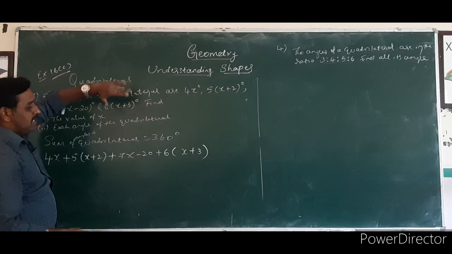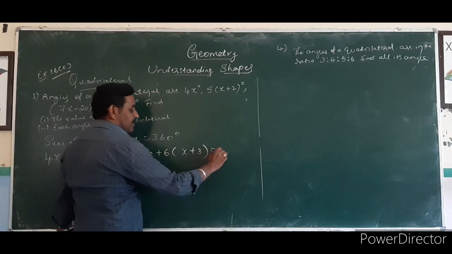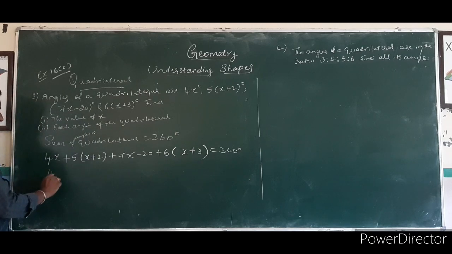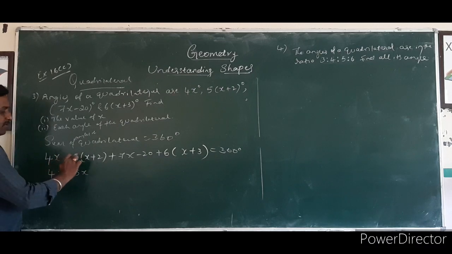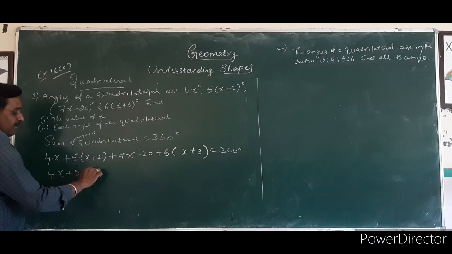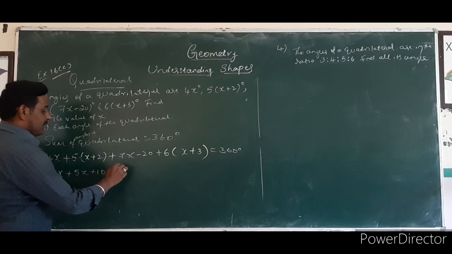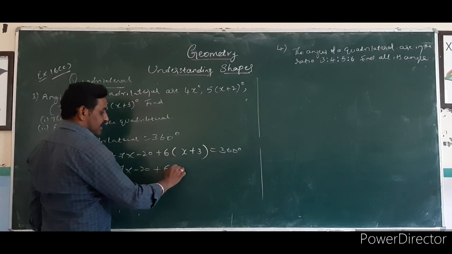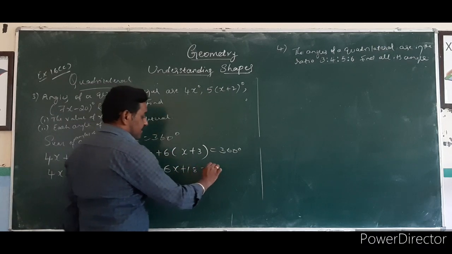These are the four angles that are given. Their sum must be equal to 360 degrees. 4x; 5 into (x plus 2) is 5x, because 5 is outside the bracket. That's why we have to multiply 5 into both terms within the bracket. 5 twos are 10. 7x minus 20. 6 into x, 6x; 6 threes are 18.